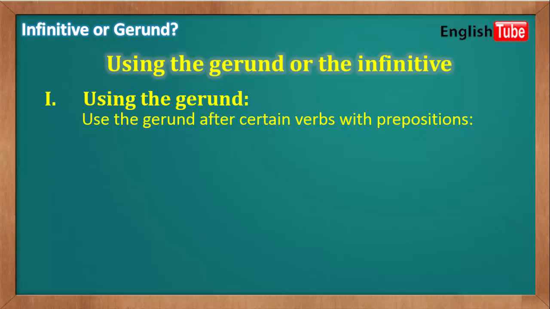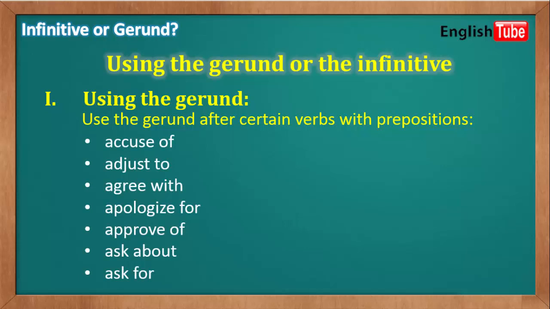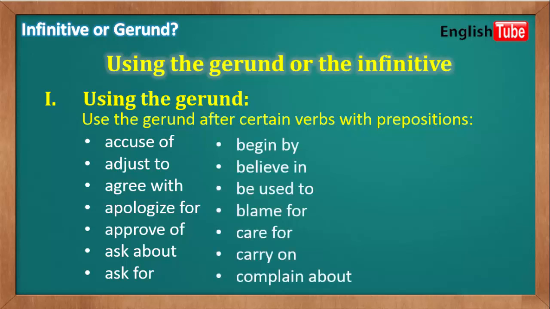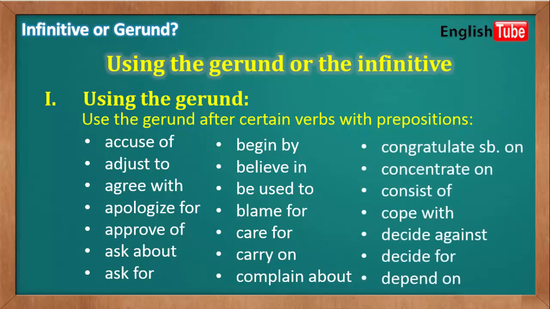Now we can use again the gerund after certain verbs, but in this case with prepositions. There are certain verbs with prepositions that require using the gerund. For instance, accuse of, adjust to, agree with, apologize for, approve of, ask about, ask for, begin by, believe in, be used to, blame for, care for, carry on, complain about, congratulate someone on, concentrate on, consist of, cope with, decide against, decide for, and then depend on.